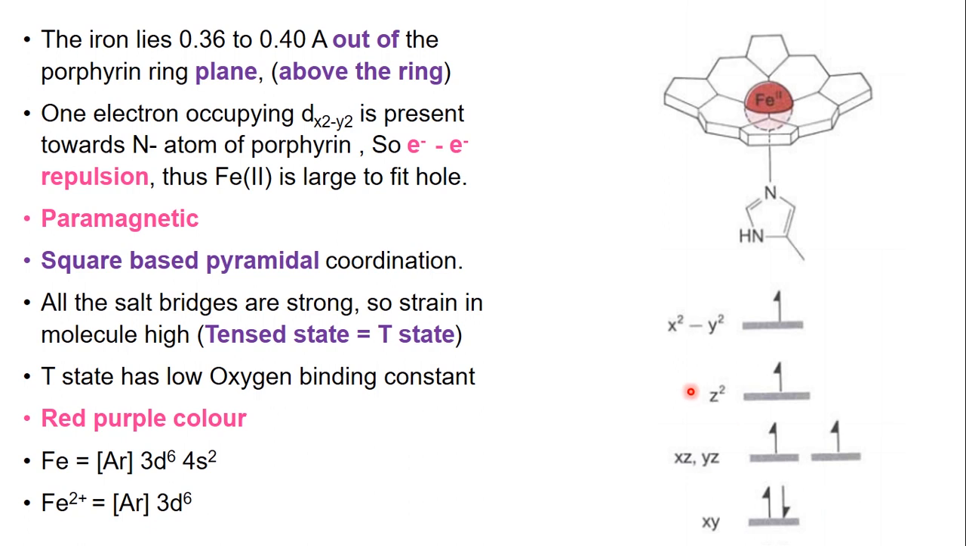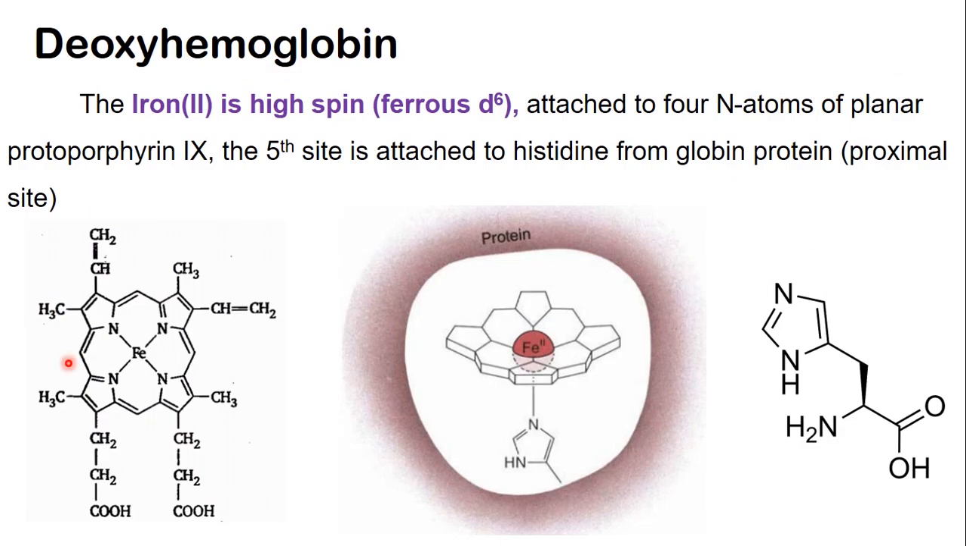Then another thing we can notice is that it contains 1 electron in this position, that is in dx square minus y square. The electron present there and the electrons present in the nitrogen in the porphyrin structure, there is a repulsion between both of them.